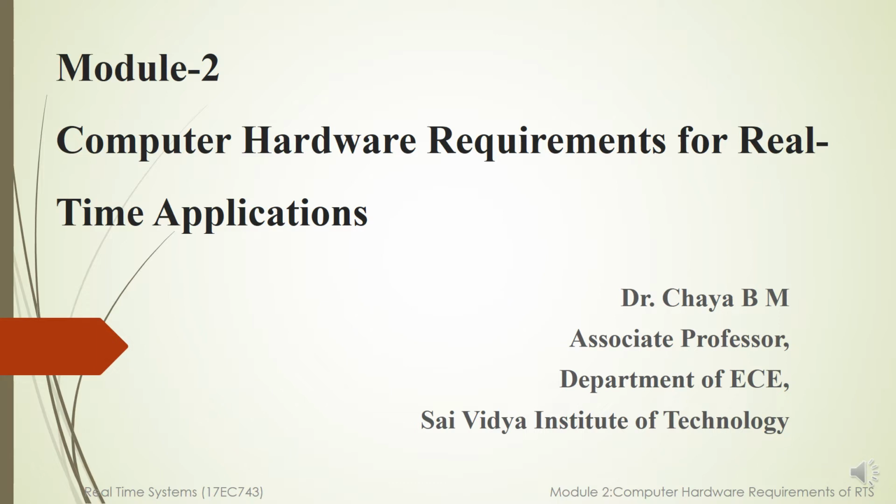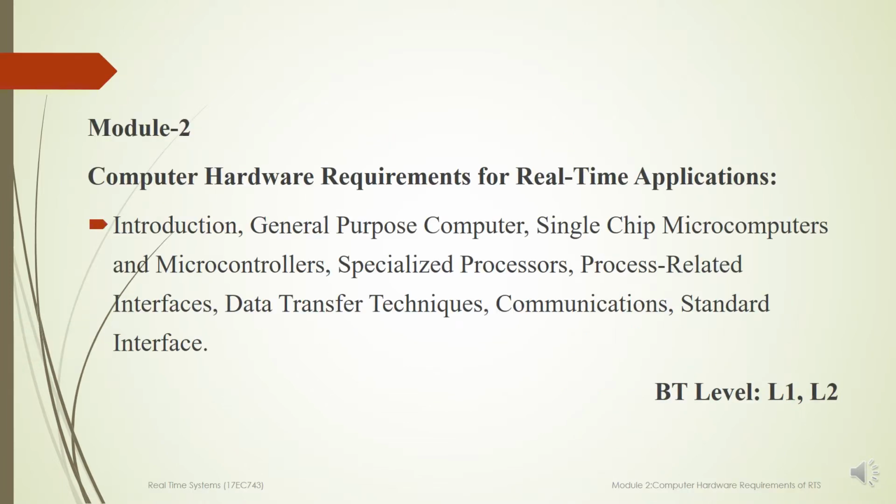So in this video we'll be looking into Module 2, Computer Hardware Requirements for Real-Time Applications. Module 2 covers the following topics: Introduction, General Purpose Computer, Single Chip Microcomputers and Microcontrollers, Specialized Processors. Along with this we'll also look into parallel computers. What are process related interfaces, which includes analog interface, digital interface and pulse interfaces, various data transfer techniques, communications and standard interfaces.